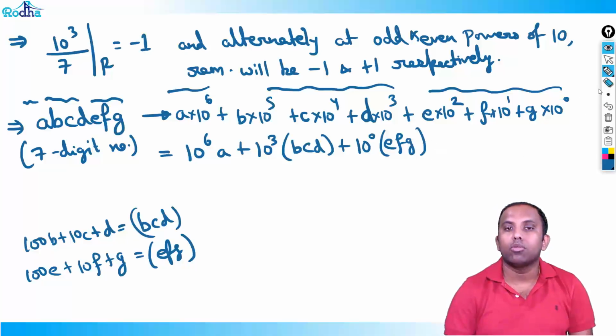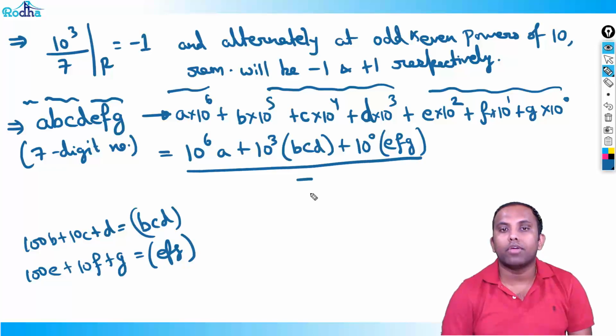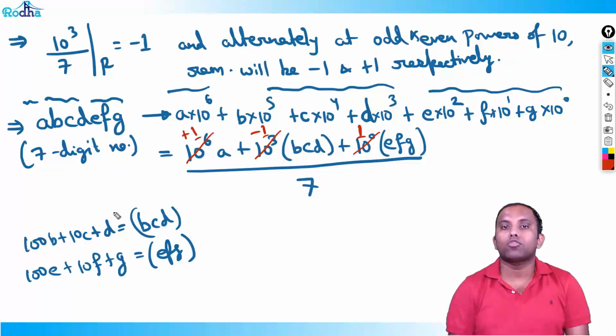Now see, its use will become clear now, because if we divide this whole number by 7, in this case, divide each power. So 1 by 7, remainder is 1 only. 10 cube by 7, remainder is minus 1. 10 to the 6 by 7, remainder is plus 1. So plus 1, minus 1, plus 1.